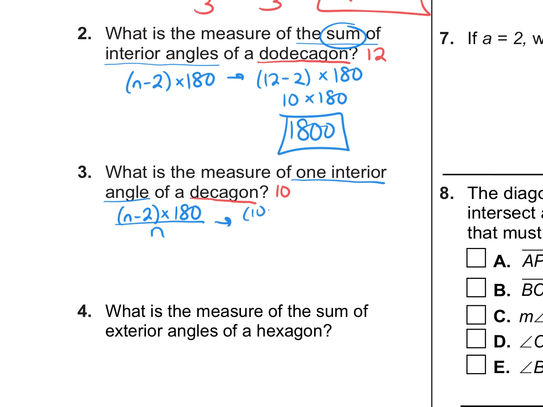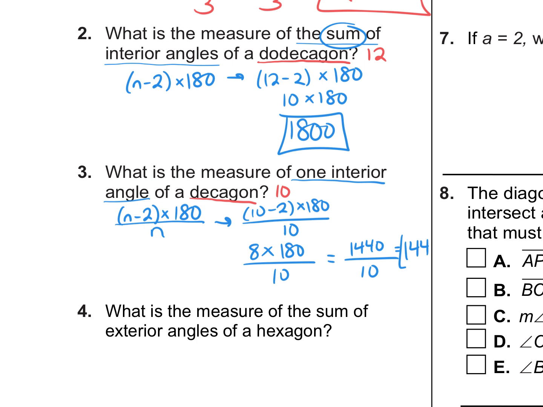So we have 10 minus 2 times 180 divided by what? 10. 10 minus 2 is 8, times 180? Does anyone remember? 1,440 divided by 10 is? 144. The biggest thing between 2 and 3 is making sure you know what you're trying to find. One wants the sum, one wants one of them.